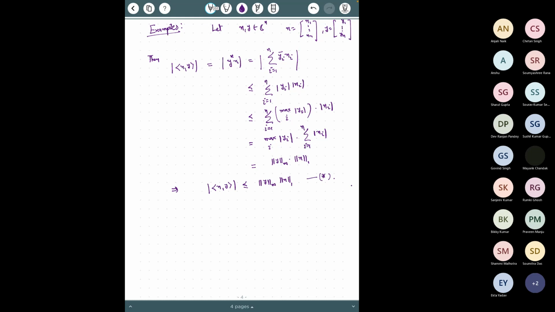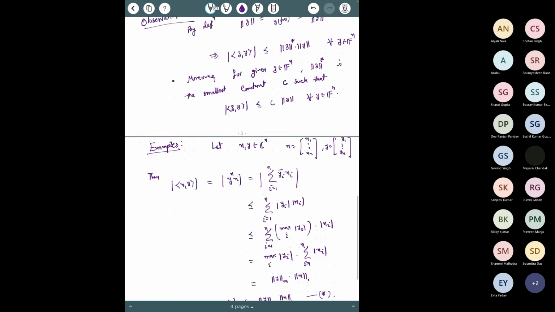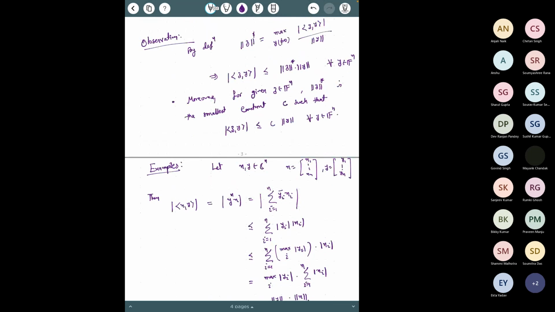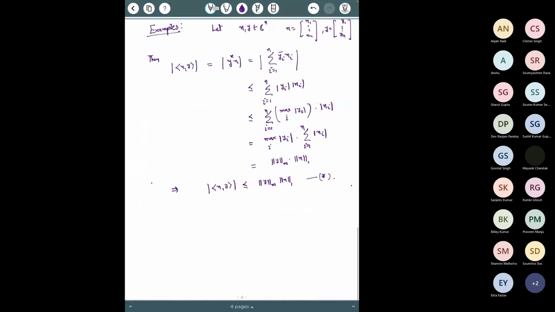Okay. Now, what can you say from here? Just recall the observation we just made. Now, from this observation, what can you say from this inequality? What can you say about the dual of the one norm here from this inequality?